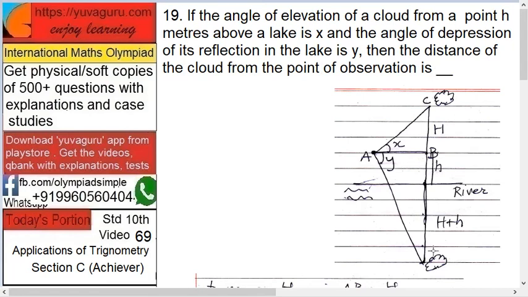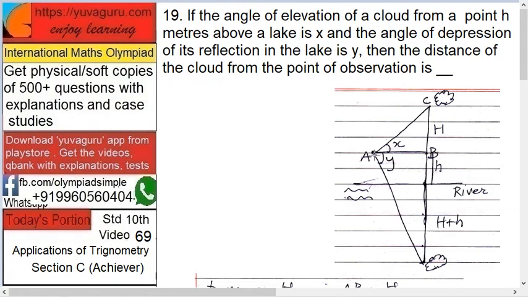We have solved a similar problem earlier, I think in video number 66 or 67, check that. Here we are standing at a height h, not at the lake or river level. This is a lake or river, means water, and I am standing h meters above.